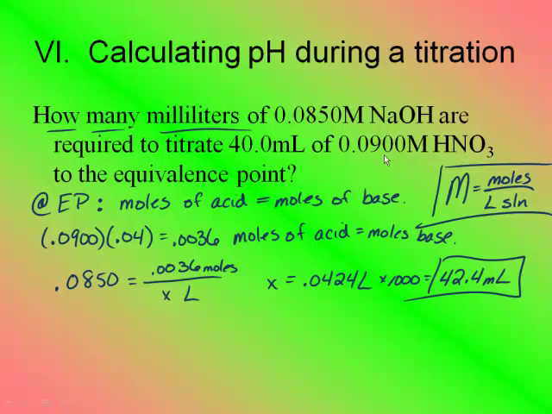I had 40 milliliters of the more concentrated acid, therefore I'm going to need more milliliters of the weaker substance, which happens to be the sodium hydroxide, and that's what I got, 42.4. Now let's do some more calculations involving situations along a titration curve.